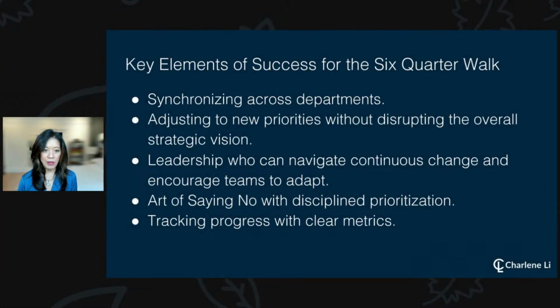So when I think about the most important elements of success, they are these things. First of all, that you're synchronized across departments. You're adjusting these new priorities. And then the key thing is that those new priorities and new opportunities have to be aligned with your strategic vision. If it's not aligning and supporting you in your pursuit of your strategic objectives, then it's not going to be considered.